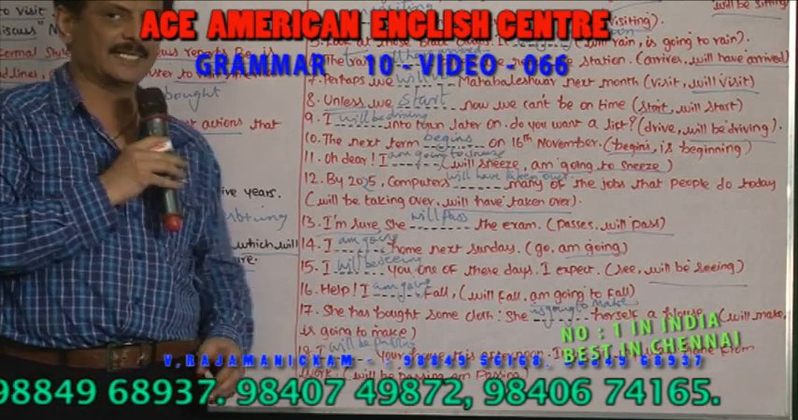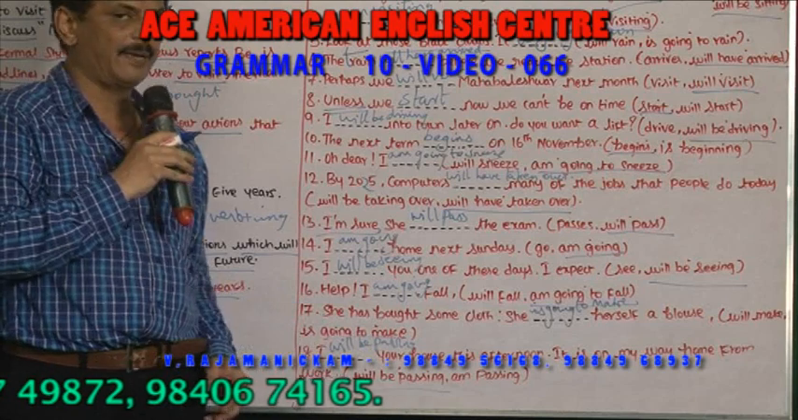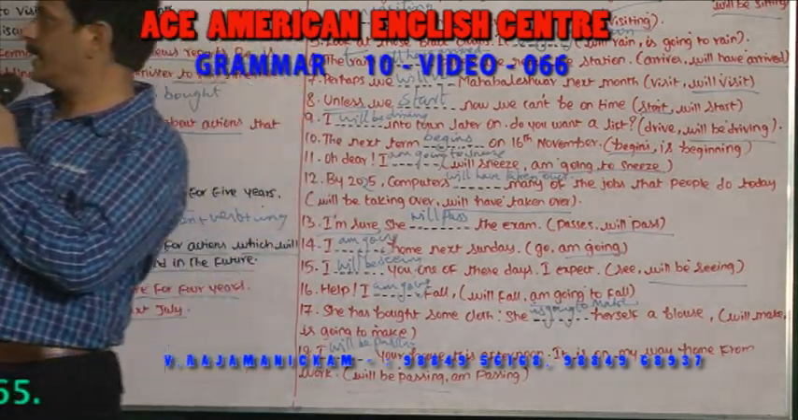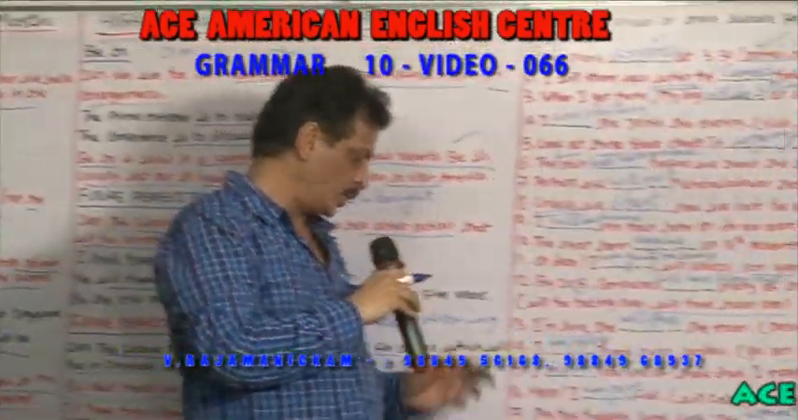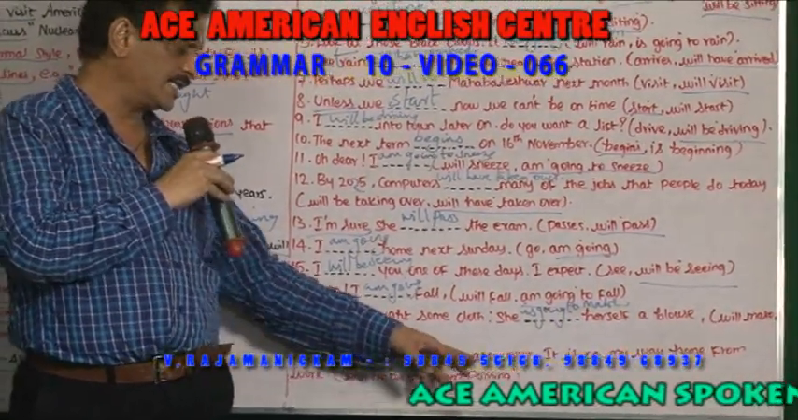So I am passing is used. The present continuous is used. Where do you use I am passing? See, present continuous, when we talk about something that we have planned. So I will be passing your house this afternoon.